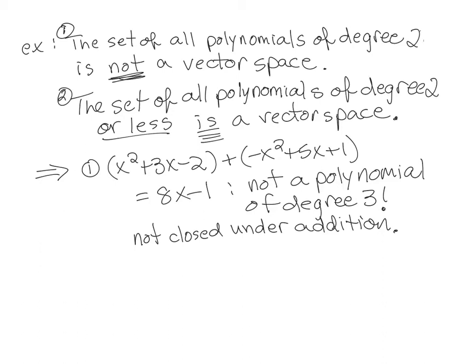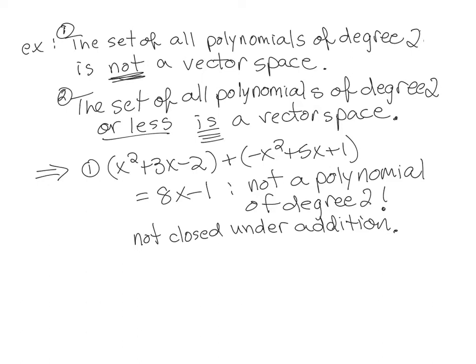Okay, so in this case, I have a second degree polynomial and a second degree polynomial, but when I add them, I don't have a second degree polynomial. I have a degree that's less, because the x squared's cancel, right? So this is not a polynomial of degree 2. So it is not closed under addition and therefore not a vector space.